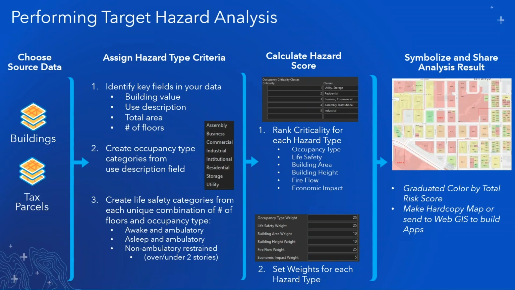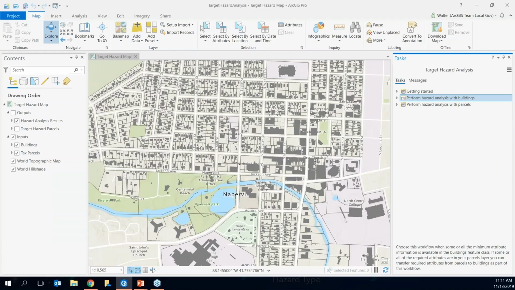And you can see in this little screenshot here, we've used a graduated color to show which ones are more severe, which ones have a higher hazard score. And then we can send that information over to a web GIS application, as Kevin is going to demonstrate here in a few minutes. What I want to show you now is what it looks like.